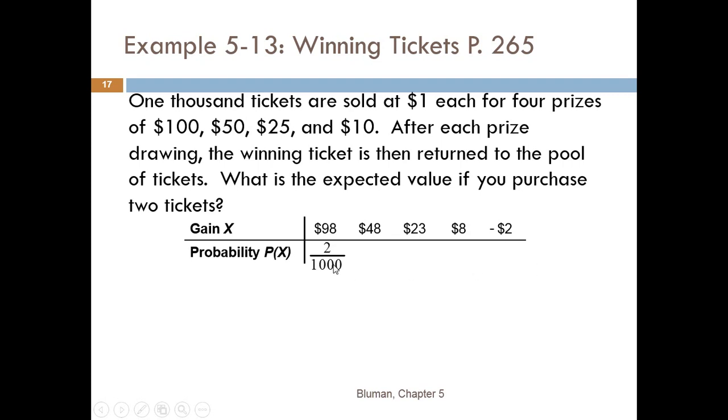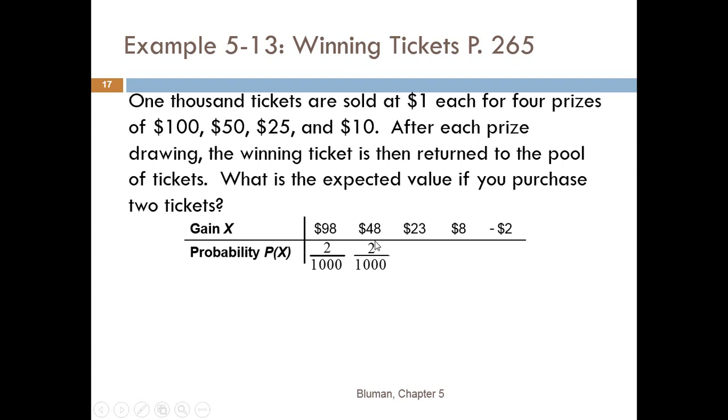What's the probability of doing that? Well, you have a 2 out of 1,000 chance of getting $98. The reason it's 2 out of 1,000, you think, well, why can't I win the $100 ticket twice? It's because after each prize drawing, once they get that prize, that ticket goes back into the barrel full of tickets, right?